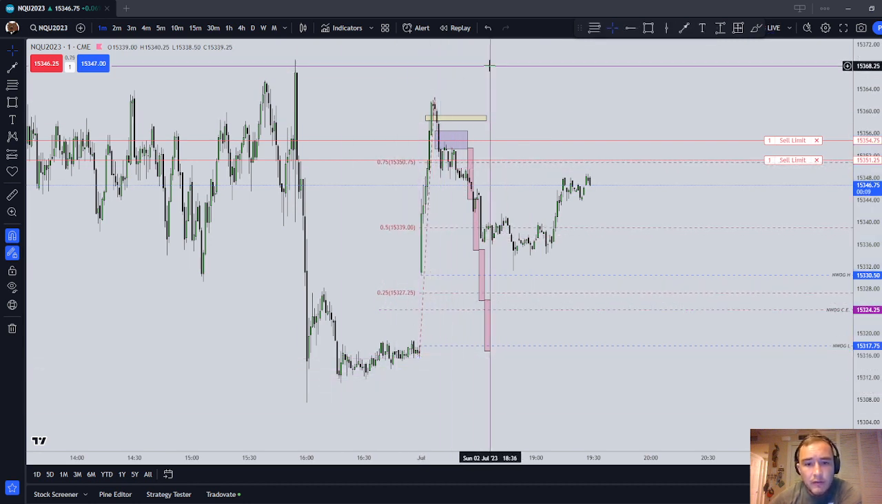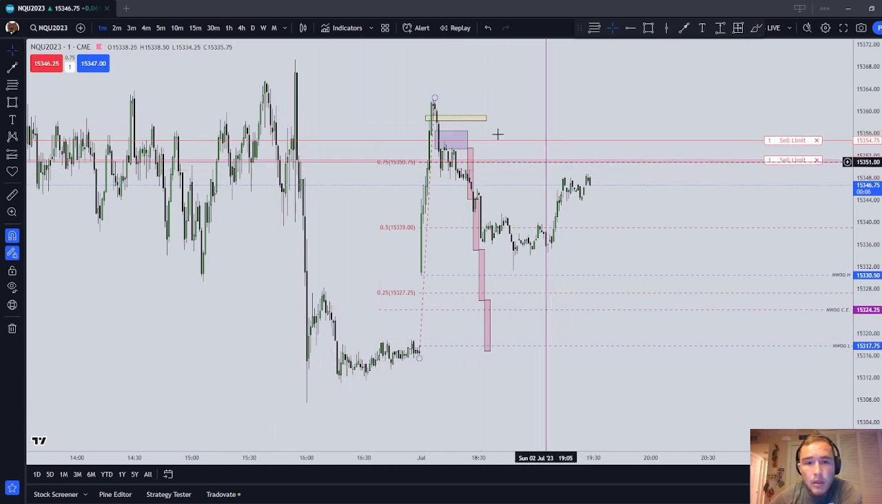What is a dealing range? It is the trading range in which you're operating. We're looking at probably a deep premium here. What is a deep premium? Well above the 50% mark.